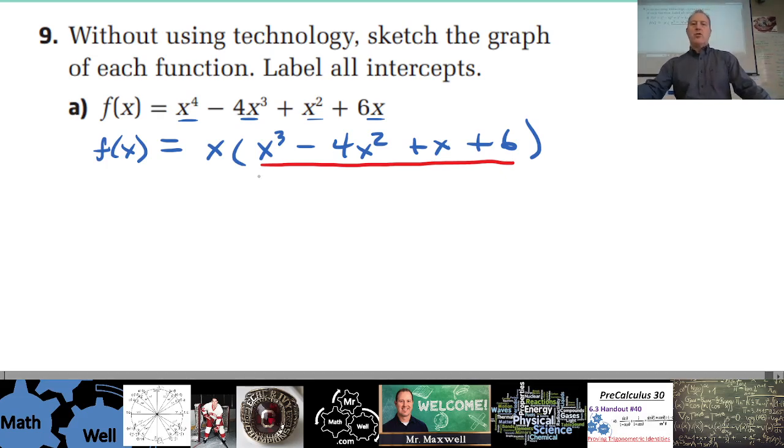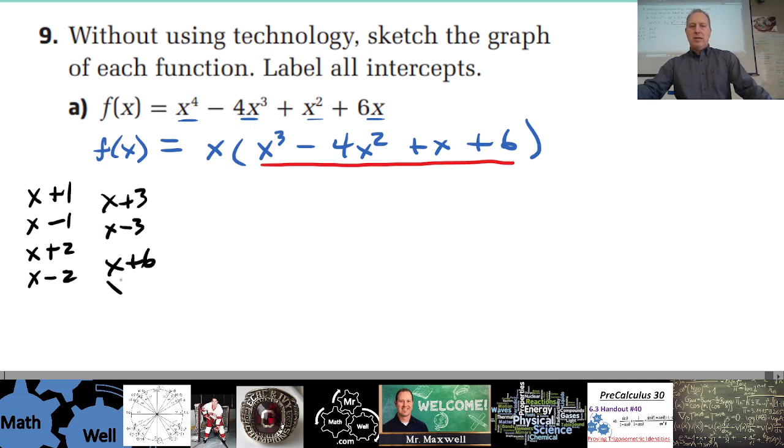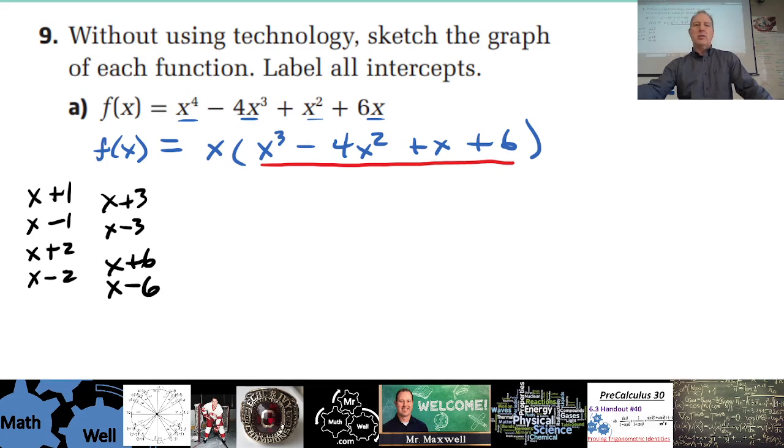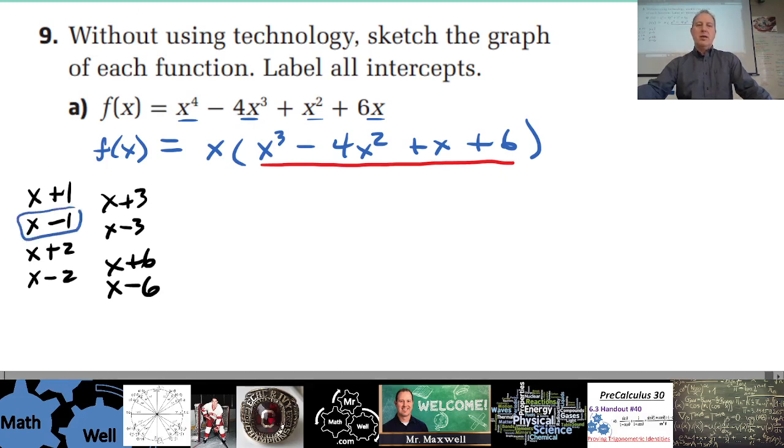Okay, so I'm going to try binomials that look like this, maybe x plus 1 or x minus 1 or x plus 2 or x minus 2 or x plus 3, x minus 3, x plus 6, x minus 6. So these are the ones that could be factors of this one. So let's start with something easy. This is the easiest one because you just put a equals 1 into the polynomial to find out if you get a remainder of 0.